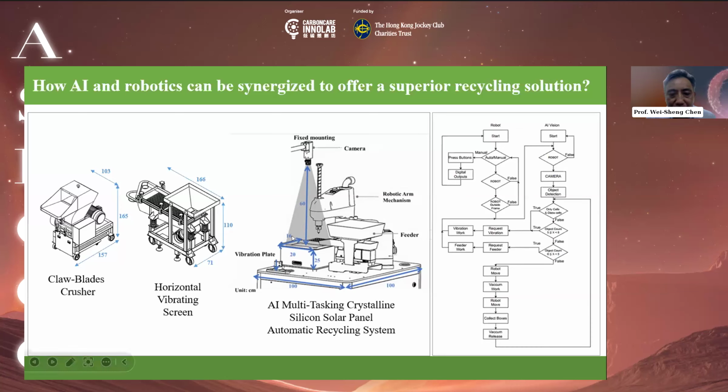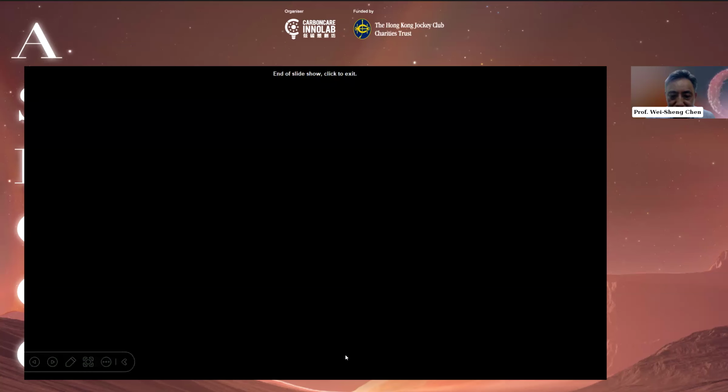And then we have the recognition, the table is here, and then we can pick up with the robotic arms and into the different several groups. This is how we can work in the future.